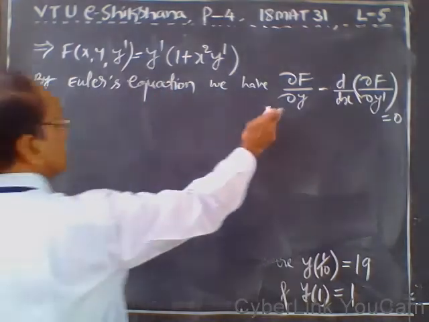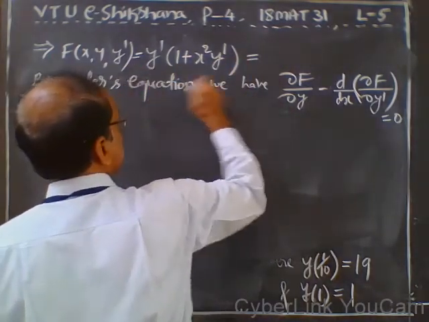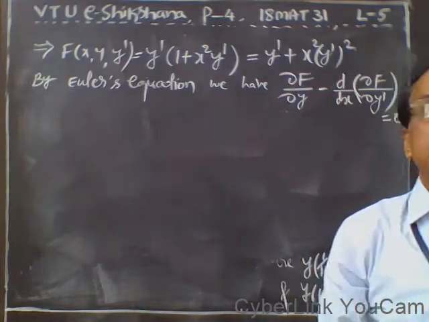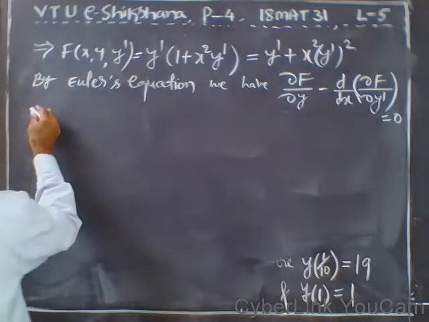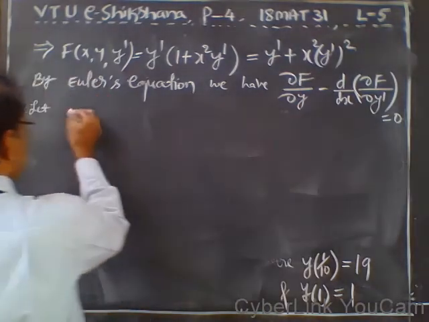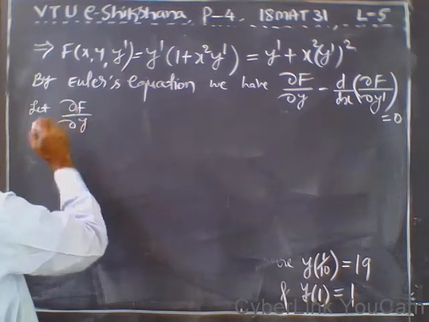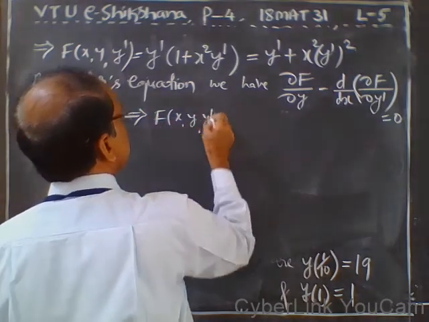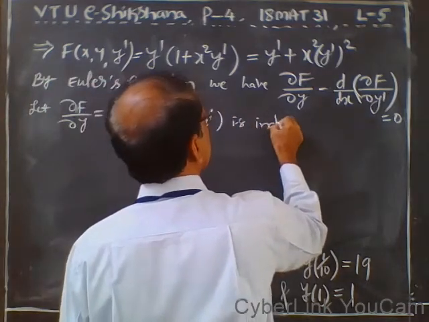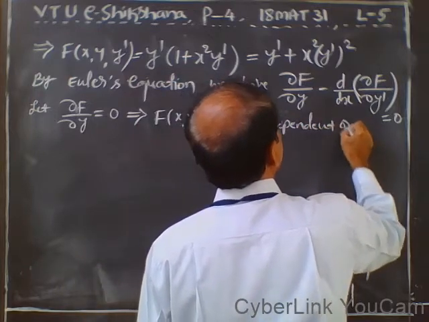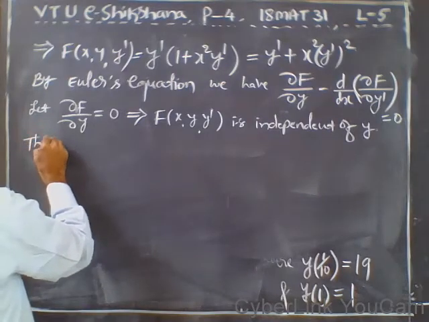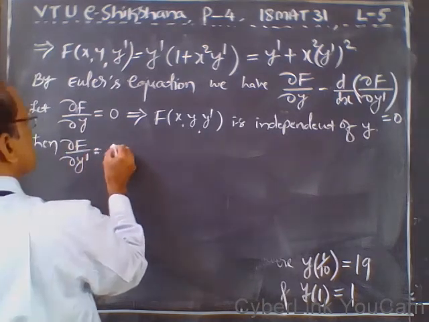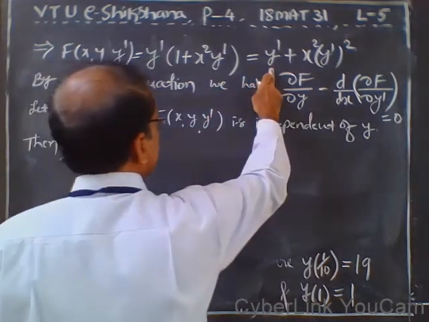Then you find the derivatives, but before that you can also release this bracket: y dash plus x square into y dash square after releasing the bracket. Then let the first derivative del f by del y equal 0, which implies the functional f of x comma y dash is independent of y. Then del f by del y dash is equal to some constant c1, and we take the differentiation with respect to y dash.